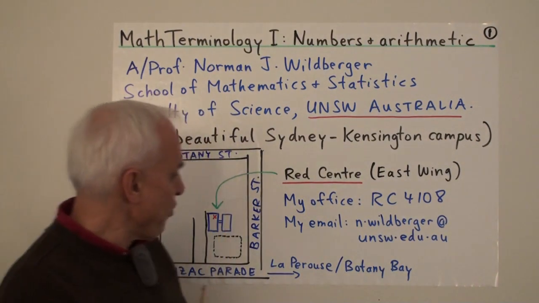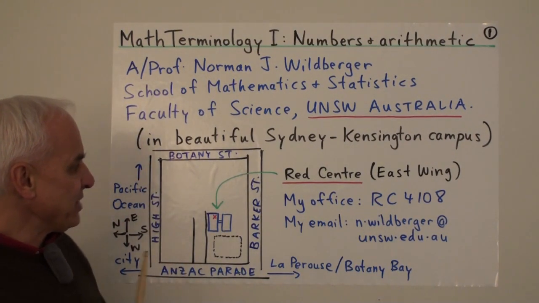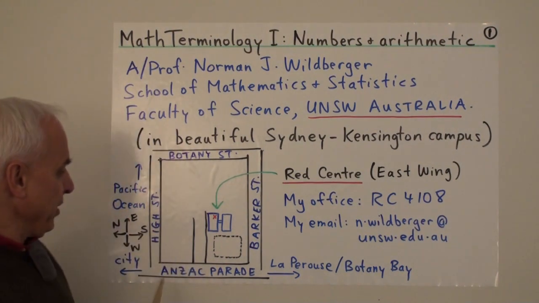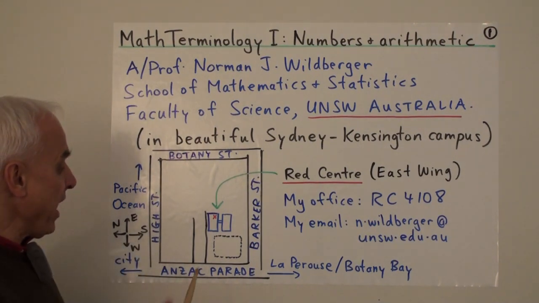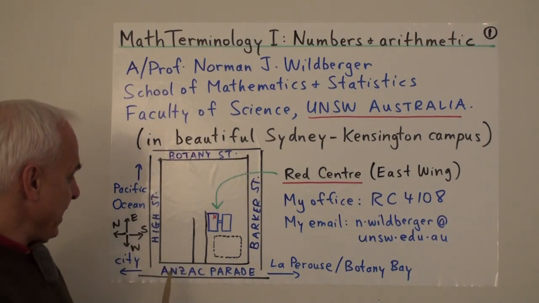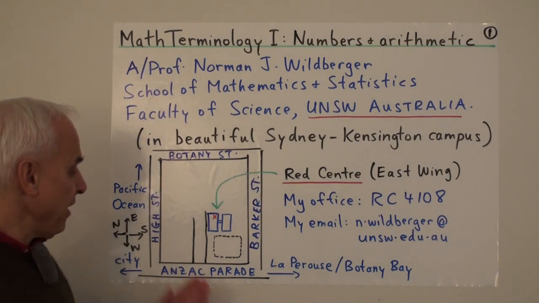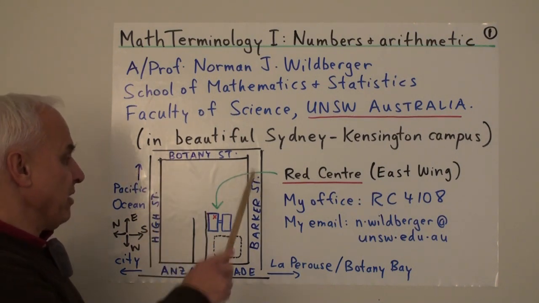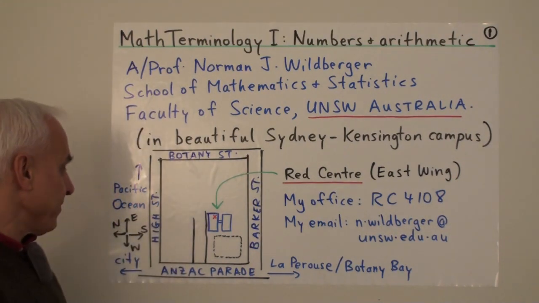So let me just point out, for reference sake, where University of New South Wales is, and in particular where my office is. So here is the big block on which the University of New South Wales is located. It's in Sydney, in the eastern suburbs, and it has Anzac Parade, which is the main street fronting the main entrance. There's also High Street and Botany Street and Barker Street making up a big rectangular area.